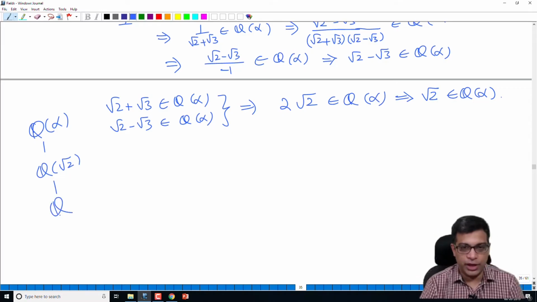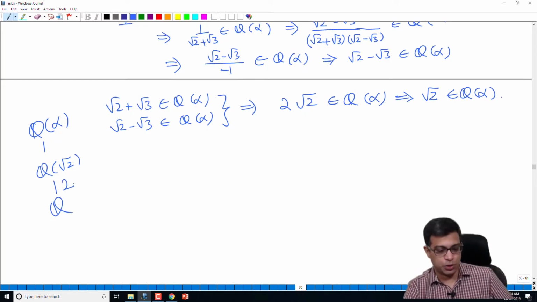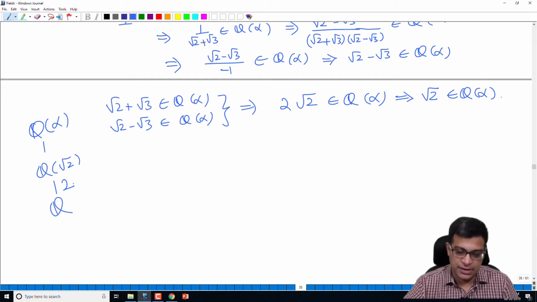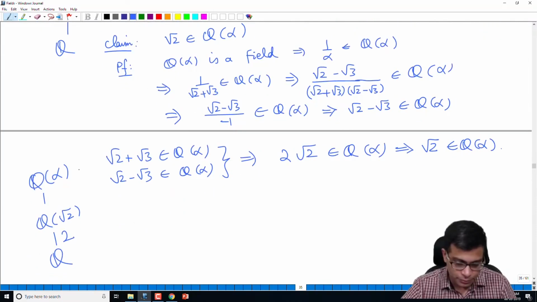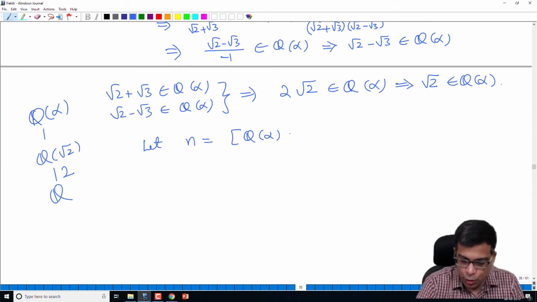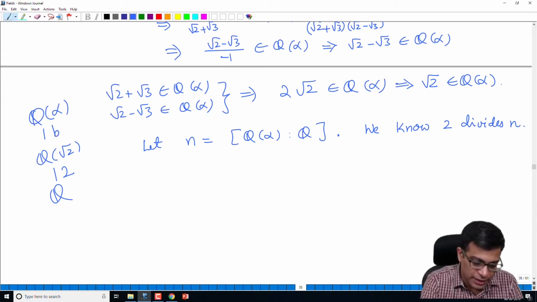Okay, so now let's use the multiplicativity of degrees. This we know is 2. That is easy to show because root 2 satisfies x squared minus 2, which you know is irreducible, for example by Eisenstein criterion. So now let n be the degree of the field extension Q alpha over Q. What we know is that 2 divides n, because if this is b, let's say, and this is n, we know that n is equal to 2b.